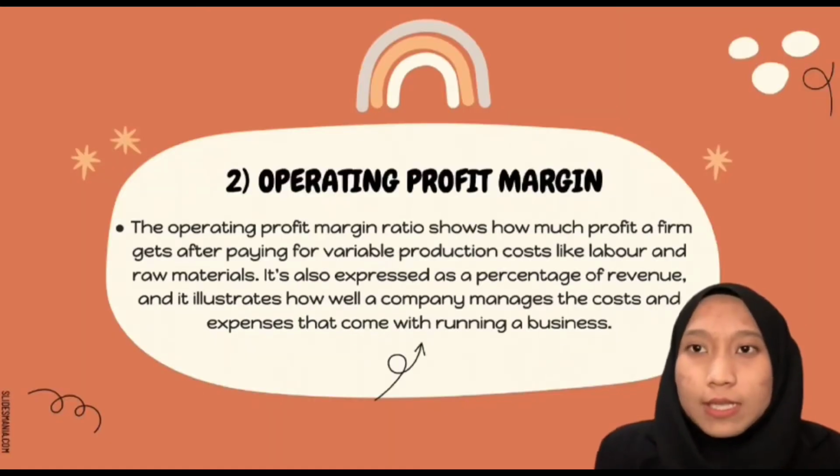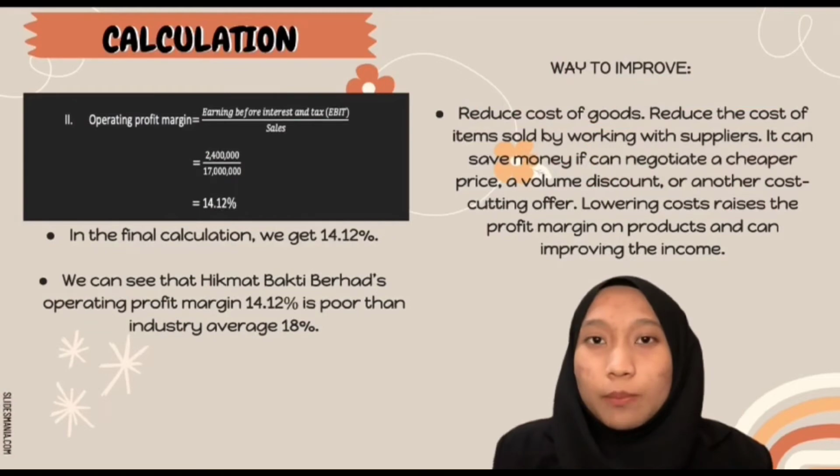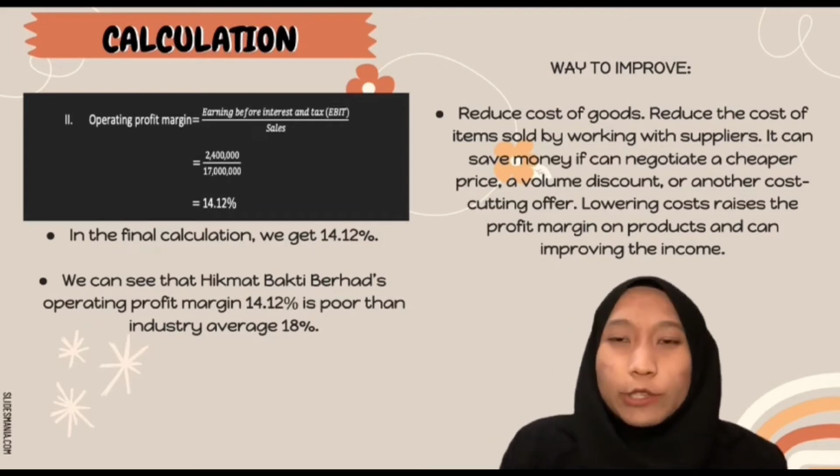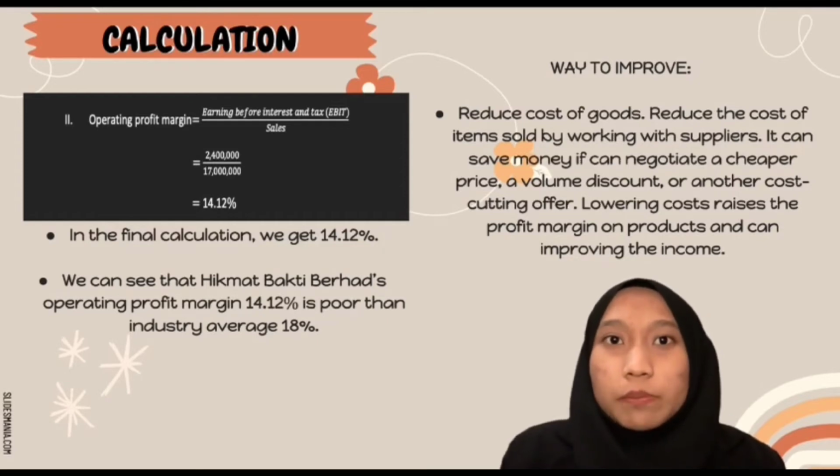The operating profit margin ratio shows how much profit a firm gets after paying for variable production costs like labor and raw materials. In the final calculation, we get 14.12%. We can see that Hikmat Bati Berhad's operating profit margin, 14.12%, is poorer than the industry average, 18%. The way to improve the operating profit margin is to reduce the cost of goods. Reduce the cost of items sold by working with suppliers. It can save money if it can negotiate a cheaper price, a volume discount, or another cost-cutting offer. Lowering costs raises the profit margin on products and can improve the income.